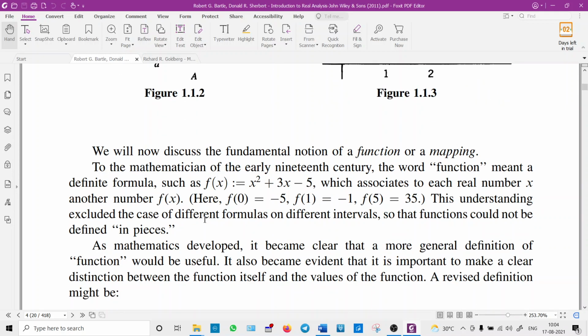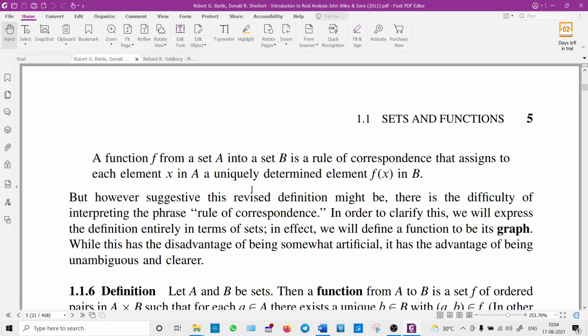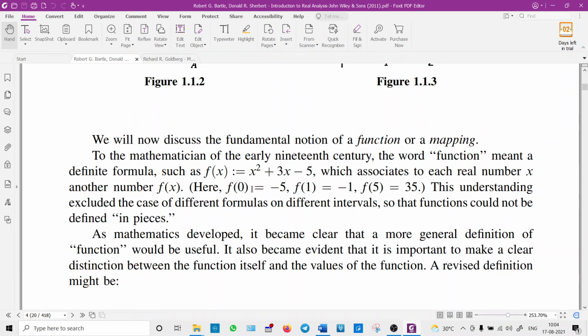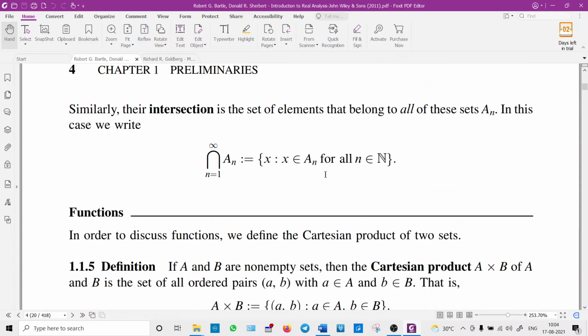Okay, now you see they are given one function f of x. They define one real valued function. Why is it called a real valued function? I will just explain what is a real valued function, what is range, what is codomain, everything we are going to discuss, but not very deep. This is all you already studied. So you see here, this is some function given, f of x equals x square plus 3x minus 5.